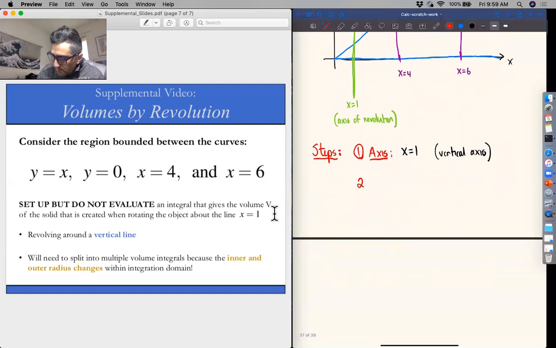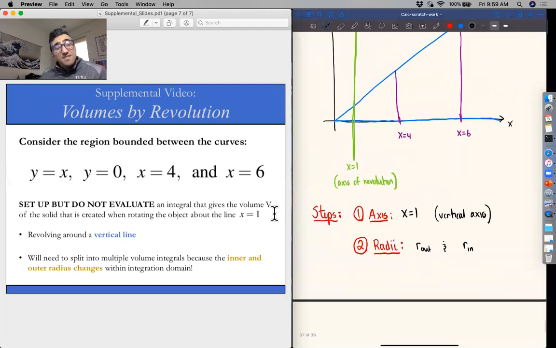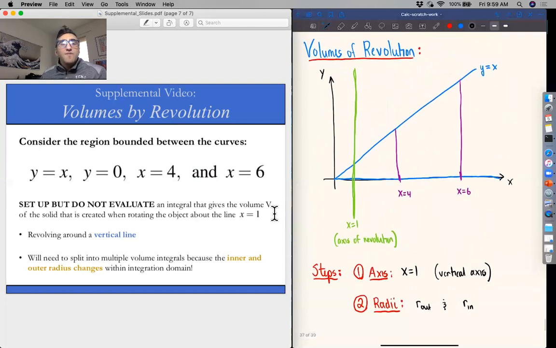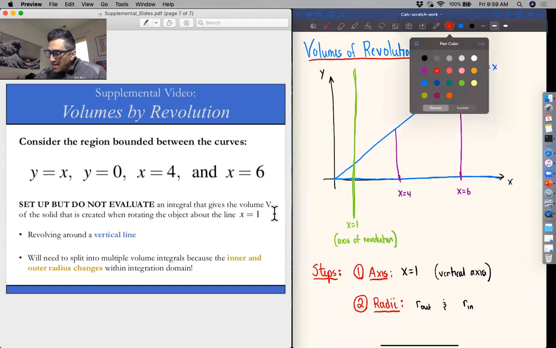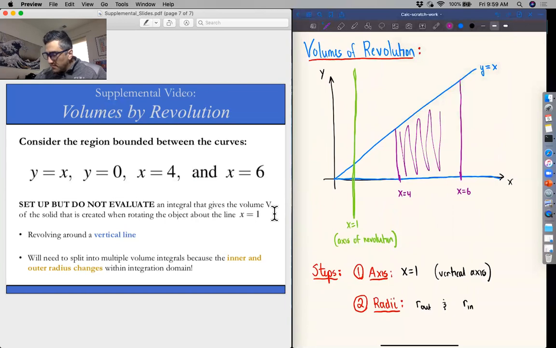Step 2 in this problem is defining our radii. And for us in this particular problem, this is going to be interesting because usually we're looking for the outer radius and inner radius from our axes of revolution. So remember, the radii is the distance between the function we're revolving and the axes that we're revolving it about. So in this case, we are considering, again, this whole region here.